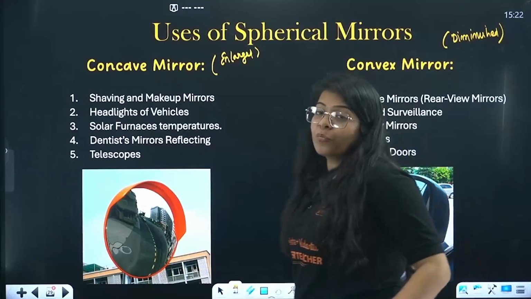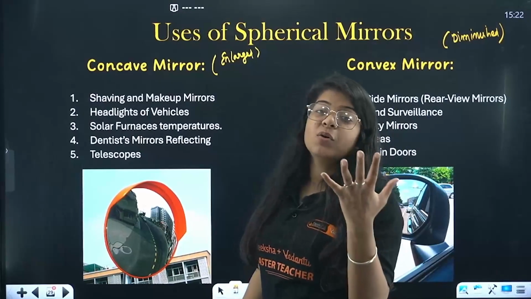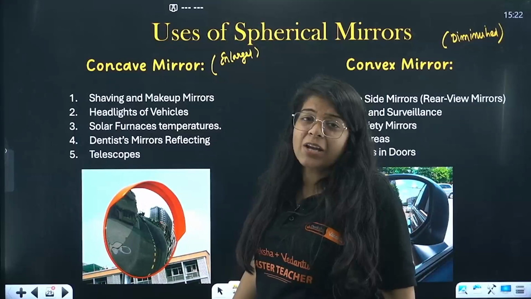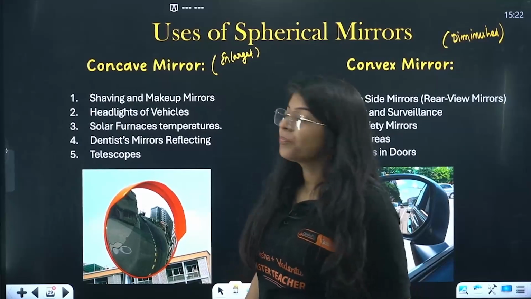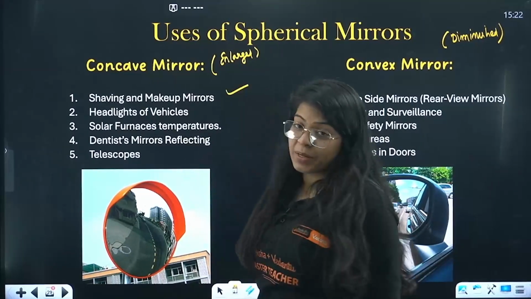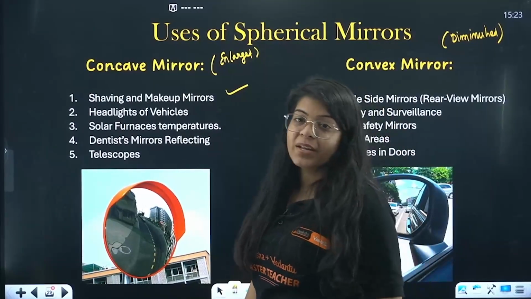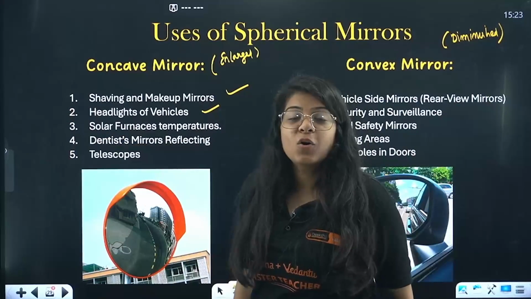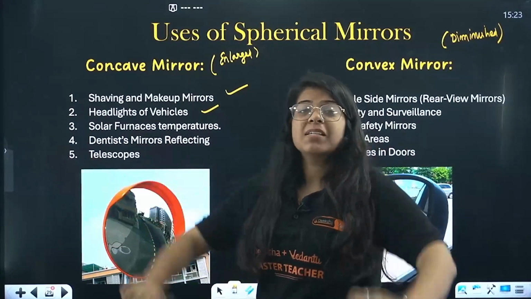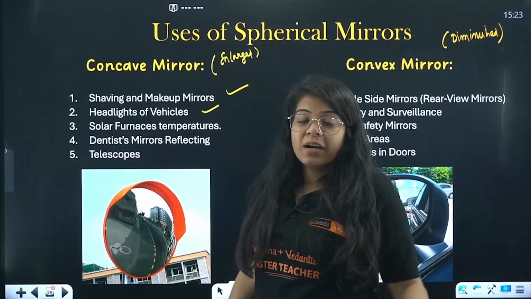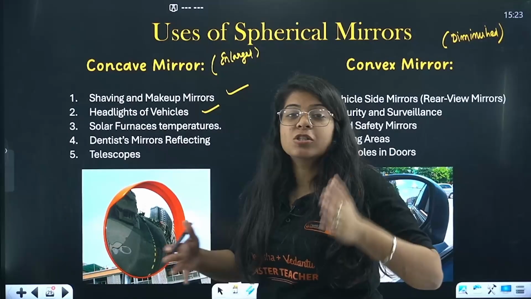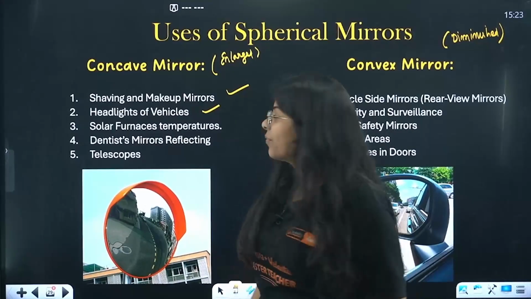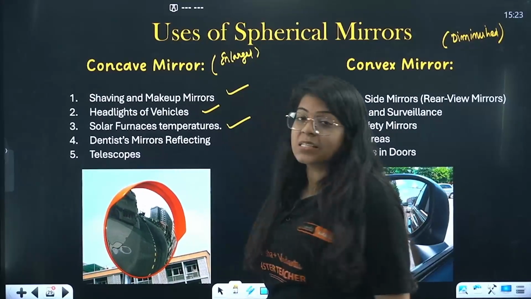Okay, so where do we need large image? When we are doing makeup, when we are doing shaving, we need the area to look a little bit large so that we can easily see it, right? So shaving and makeup mirrors should be enlarged, right? Headlights of vehicles, so they can go light at wider places. You know, the focus, when we place the object at focus, the light goes at till infinity. We need that in our headlights, right? Then we have solar furnaces temperature.